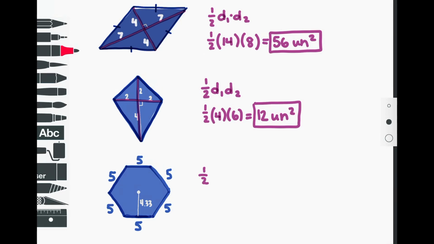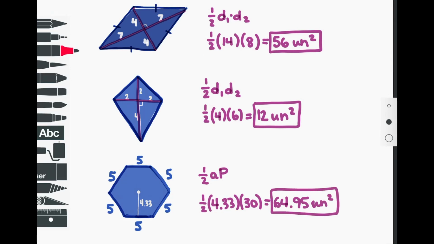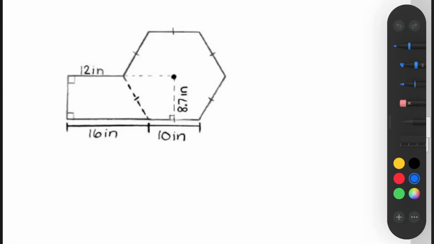And we've got our regular polygon, 1/2 apothem times perimeter. And the apothem is labeled as 4.33. And the perimeter all the way around, that would be 6, 5, so 30 would be the perimeter of that shape. That comes out to 64.95 square units.